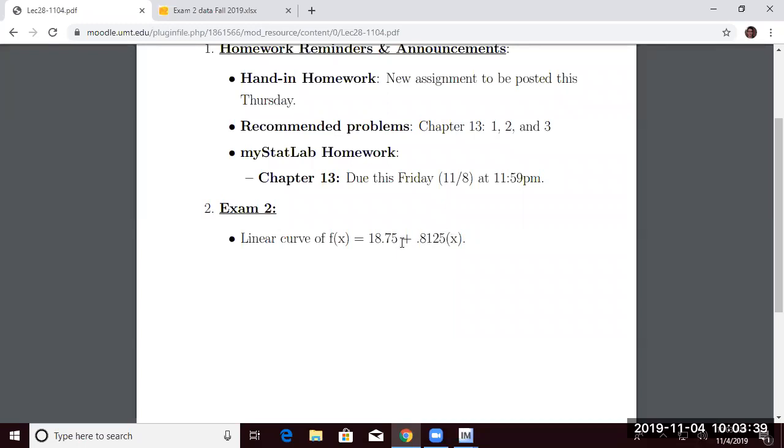And I also decided to do the curve because there was a higher proportion of you that got less than a 67.5 than I wanted. So to get a C in this course, you have to get a 67.5% overall. So I wanted to make sure that not too many of you had too low scores on that.